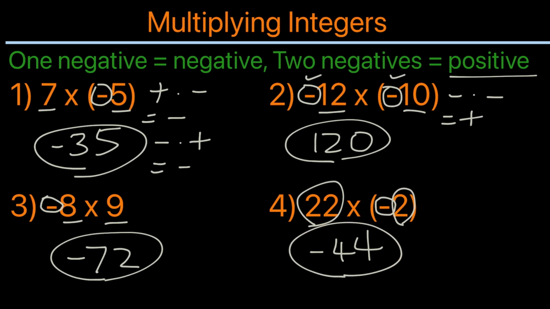So these are 4 examples of how you would multiply integers. Hopefully this is helpful to you, and thank you for watching.